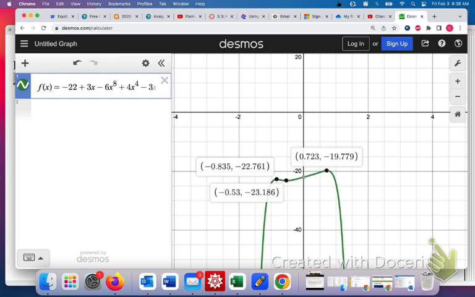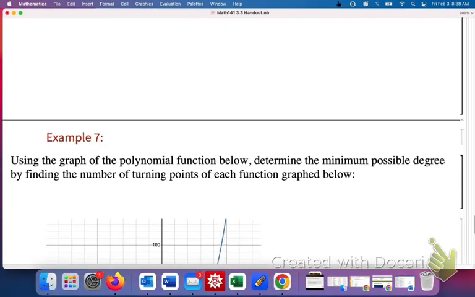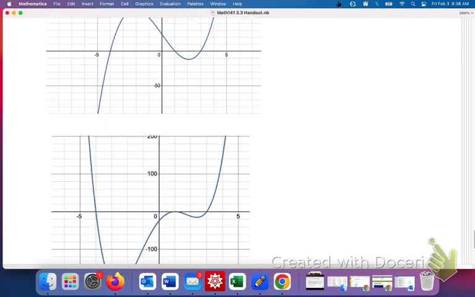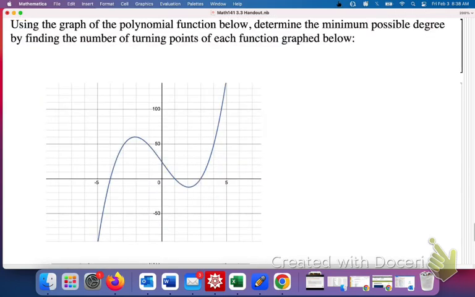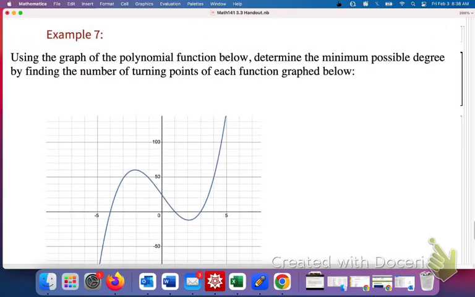Okay, so again, the maximum number of x-intercepts was 8, which matches the degree, and the maximum number of turning points was 7, which is 1 less than the degree of 8, even though, again, no x-intercepts here and only 3 turning points. Okay. So a couple more, actually just one more example here. Probably should be number 8.